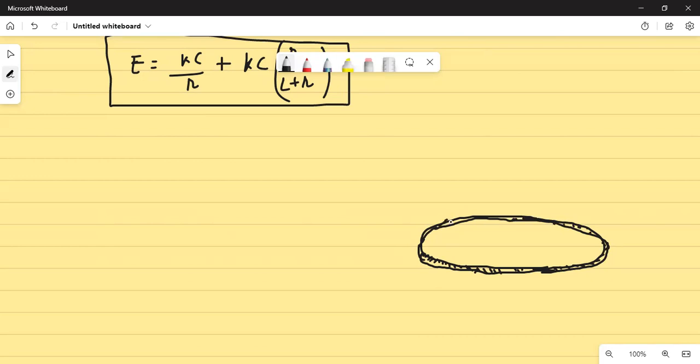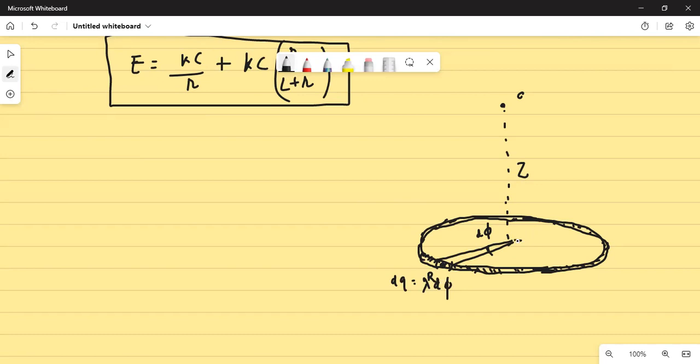Okay, and if I want to find what will be the field it exerts at a distance z from the center of this ring, so how to find this particular thing? So what I would do is, let's say I just take a charge element here. Let's say this angle is d phi, this dq will be equal to, I think, lambda into r into d phi.